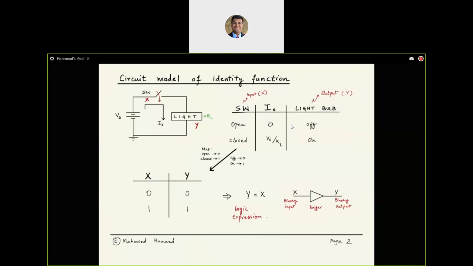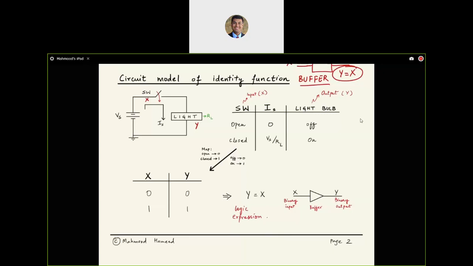So the first thing we are going to look at is a circuit model of an identity function, the simplest function that I can think of that operates on binary signals. A binary signal is one that has two states: on, off, low, high, 0, 1. What is an identity function? Well, there's some sort of digital circuit which takes in an input X and gives you an output Y, and if Y equals X, that's an identity function, also called a buffer. There is some use to this, but it might seem useless at the beginning of this discussion.